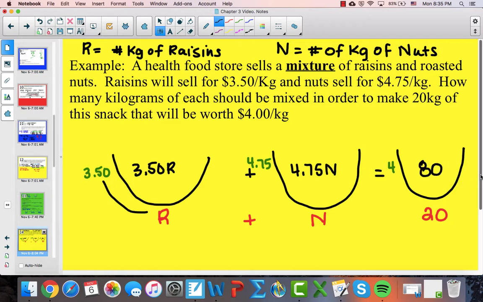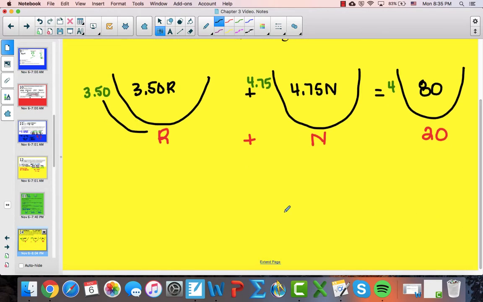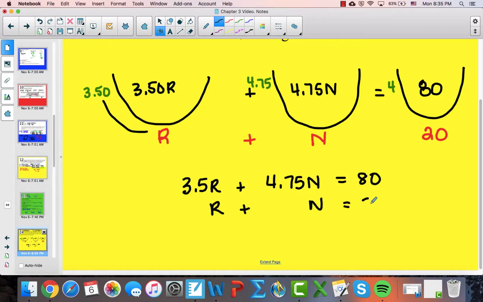So my second equation is what's in the bowls. So I'm going to write that out for myself. 3.5R plus 4.75N equals 80. And R plus N equals 20.